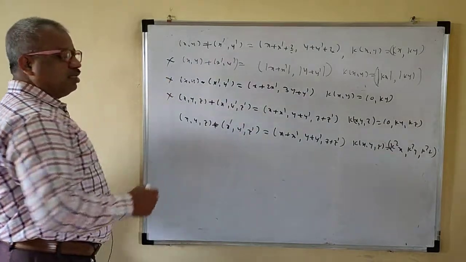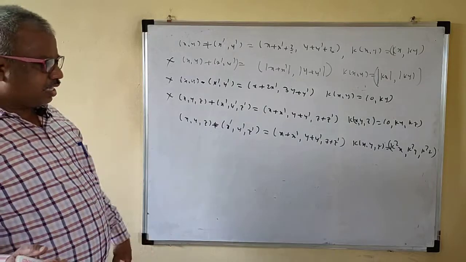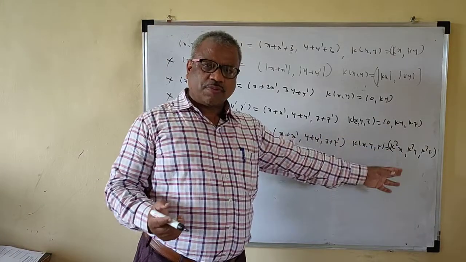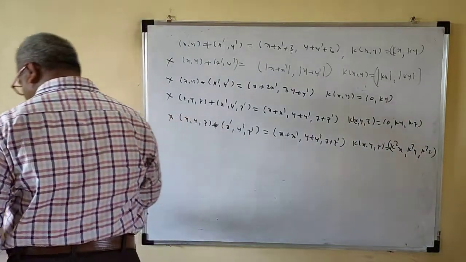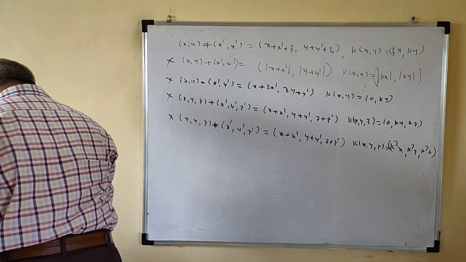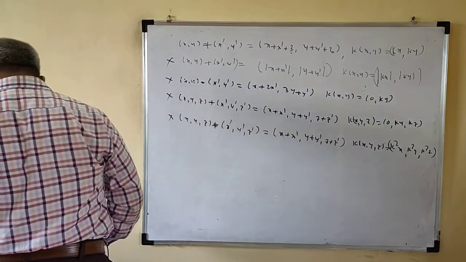So the same thing here, the last axiom does not hold. This is also not a vector space if k square is there, or mod of k is there, something like this. So that will not be a vector space. So here none of these is a vector space.